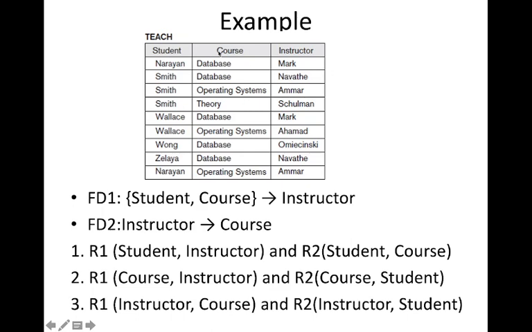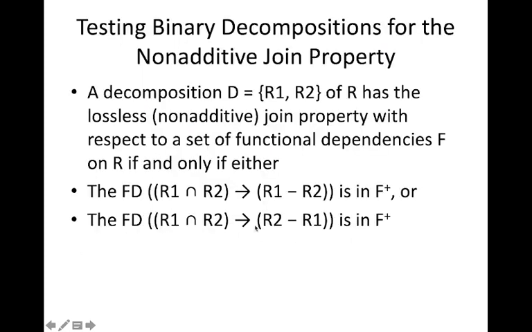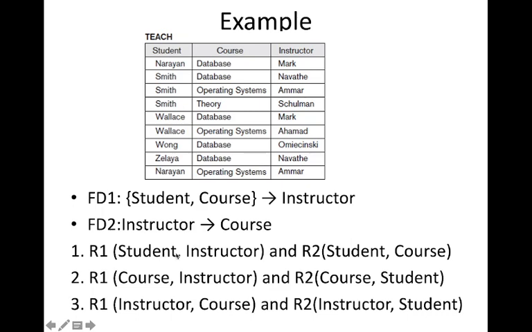So we'll see this example, which we have already seen. These are the two functional dependencies, FD1 and FD2. We are decomposing this Teach relation into R1 and R2. This is a binary decomposition. Now we have to check R1 intersection R2, which is student. And R1 minus R2 we will get as instructor.